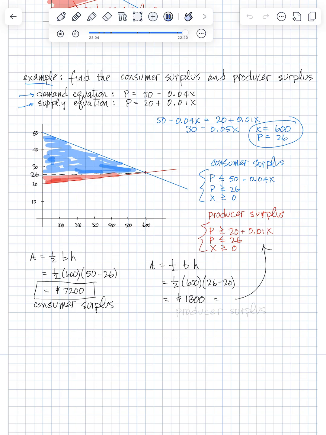And in words, the producer surplus is the amount of dollars that producers would accept below what they actually received. So this is a producer, I didn't spell that right. There we go, producer surplus. Okay, that is it for 7.5.